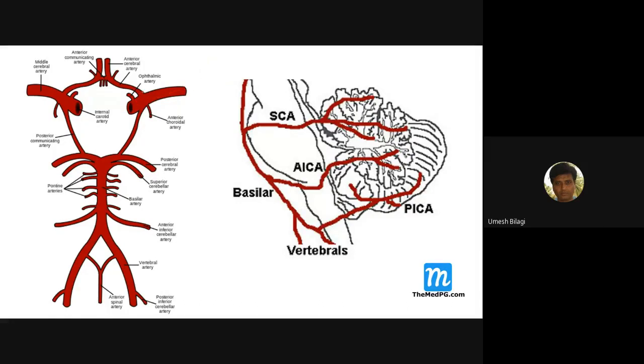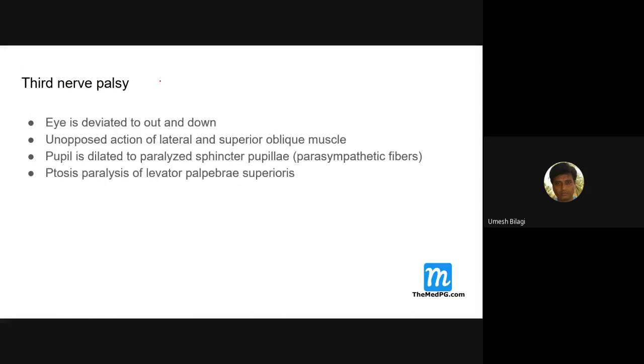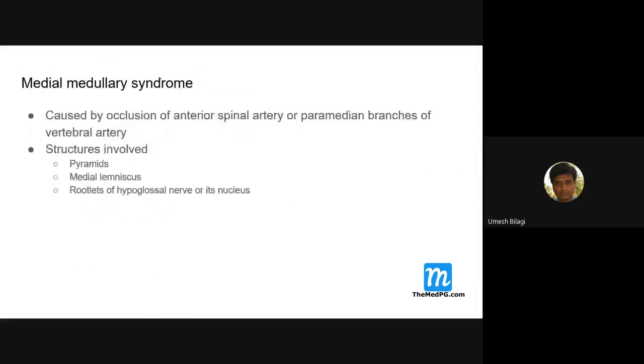Okay, this is circle of Willis. So I'll go back to my slides. I think I went very far away from there.